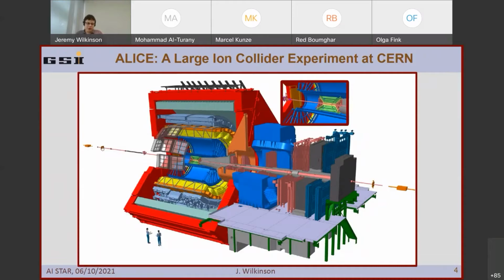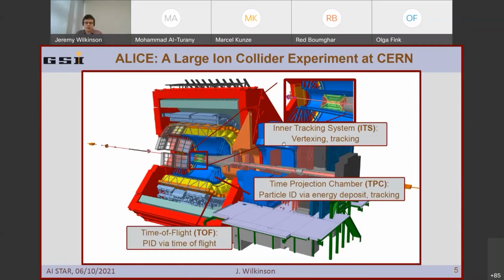This is a schematic of the ALICE detector, a Large Ion Collider Experiment. Protons or heavy ions will come through the beam pipe from the 2 sides, and they will collide directly in the center of the detector here. We have a series of different detector technologies at different layers that we use to reconstruct these particles and to identify them. And just some of the main ones that I'll be referring to.